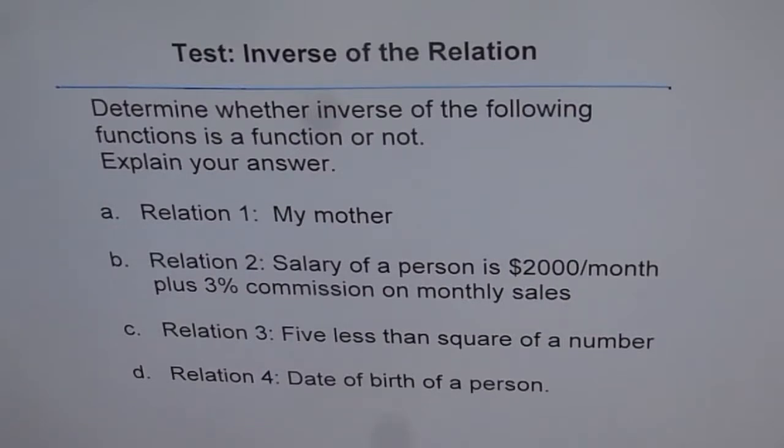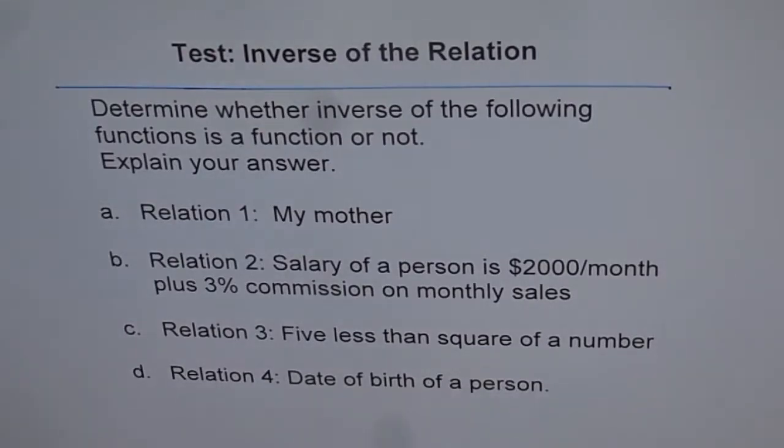C. Relation 3. 5 less than square of a number. D. Relation 4. Date of birth of a person. So we have given you 4 scenarios here, and you need to figure out what their inverse means and whether it is a function or not. And if you think it is a function, then explain and give a reason for it, right? So copy these questions and then answer them.